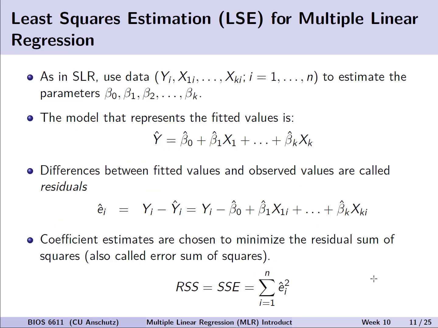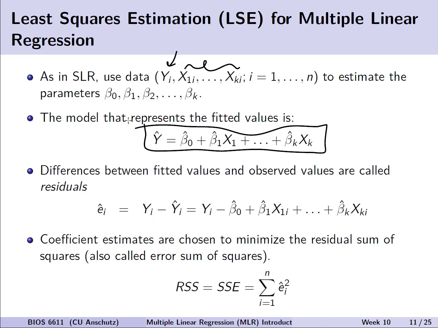We can also note that we can use least squares estimation for our multiple linear regression parameters. As before, we will use the data of our outcome yi and all the predictors for each person, x1 up to xk, to derive estimates for beta naught through beta k. This model will then represent the same thing we saw before, simple linear regression, just with additional beta and x terms, where y hat will equal beta naught hat plus beta 1 hat x1 plus and so on up to beta k hat xk. The differences between our fitted values and the observed values will still be known as the residuals, where we'll still estimate it the same way, taking our observed y minus our predicted y. Here, though, the predicted y is based on our multiple linear regression model instead of the simple linear regression model, and we'll still use the same approach to minimize the residual sum of squares, also known as our error sum of squares, to derive these estimates.